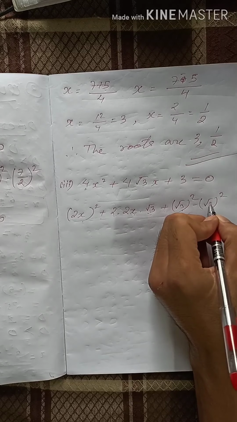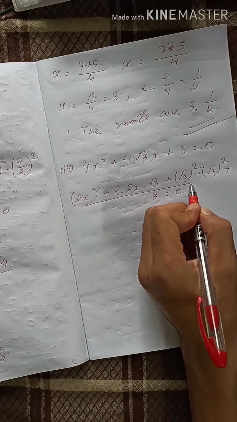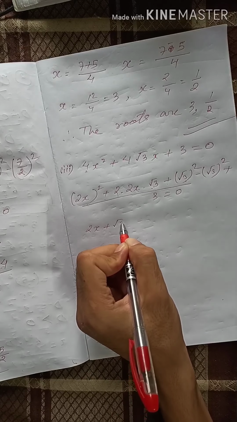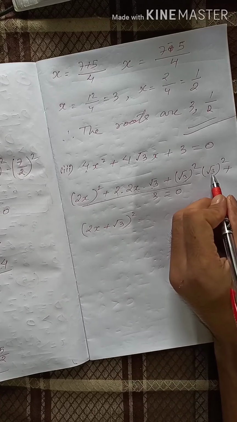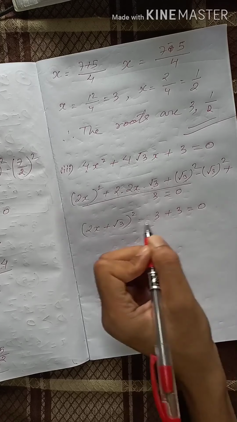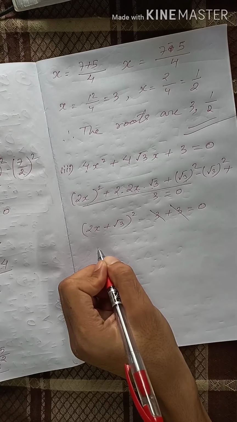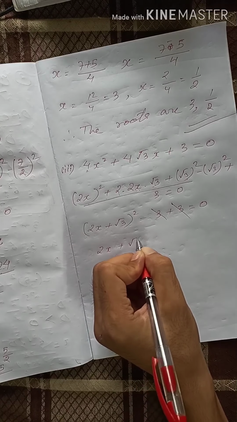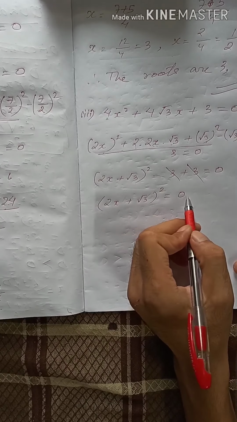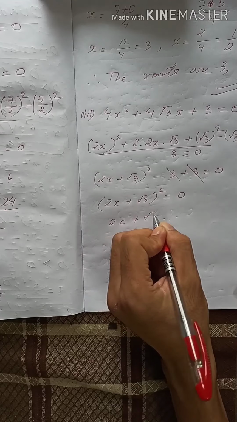This is extra, so this should be cancelled with this, plus 3 equals 0. So for this we can write the formula: a square plus twice ab plus b square will be a plus b whole square, minus root 3 into root 3 will give us 3, plus 3 equals 0. These two will get cancelled. Now what we have here, 2x plus root 3 whole square equals to 0. The square will go to this side as a square root, the square will vanish, so we have 2x plus root 3 equals 0.